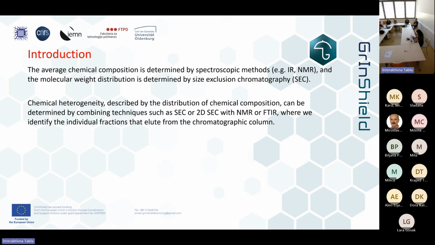So the average chemical composition is usually determined by NMR or FTIR. The molecular weight distribution is determined by size exclusion chromatography. This is, I can say, standard, but of course we have other types of chromatography as well. And the best thing, as I already said, is to separate polymers according to molecular weight or some other interactions, and then we check their structure by FTIR or NMR.